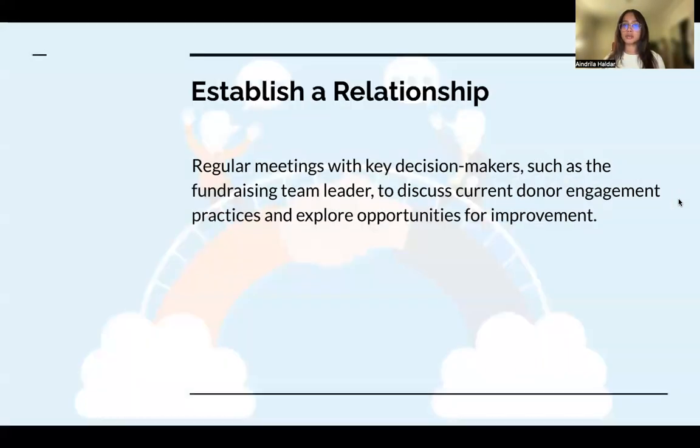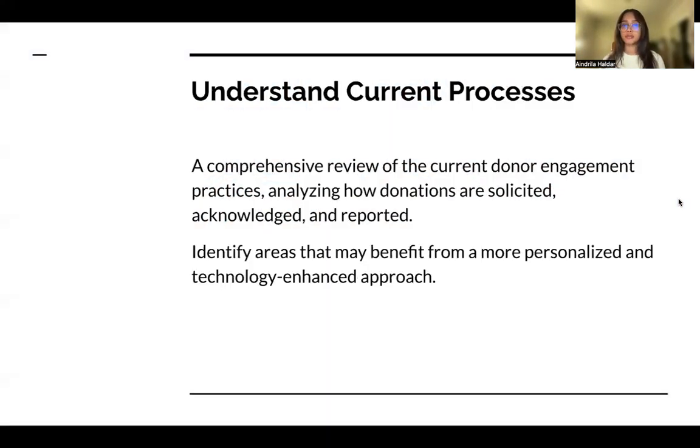So the first thing to do would be to establish a relationship. Regular meetings with key decision makers is really important, such as the fundraising team leader. Anyone who is in direct contact with donors or stakeholders is very important to help maintain and also build a good relationship with them. Then, discuss current donor engagement practices and explore opportunities for improvement.